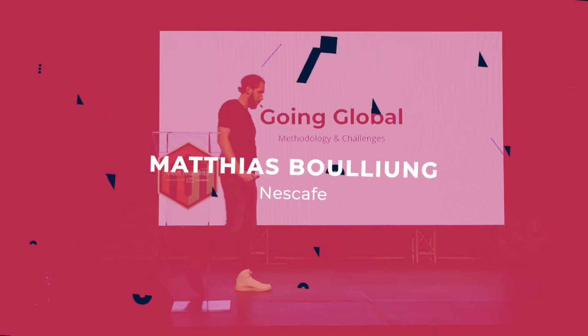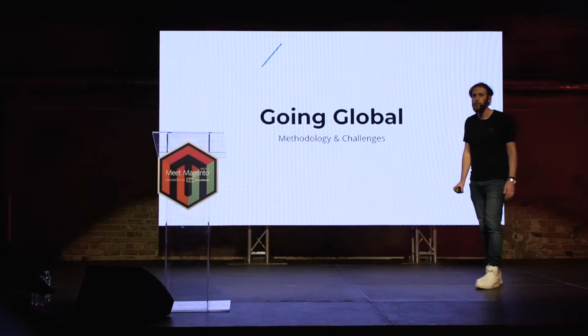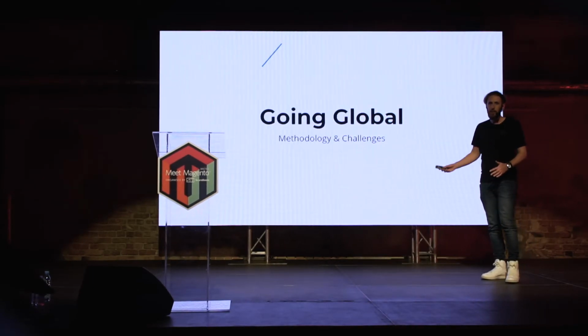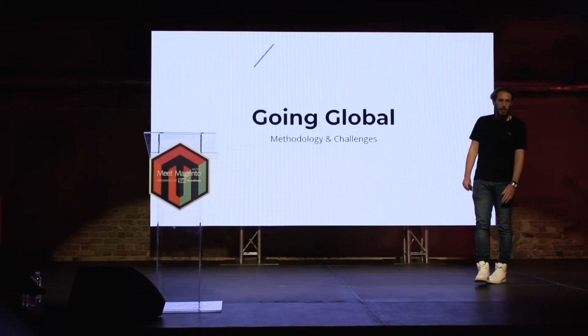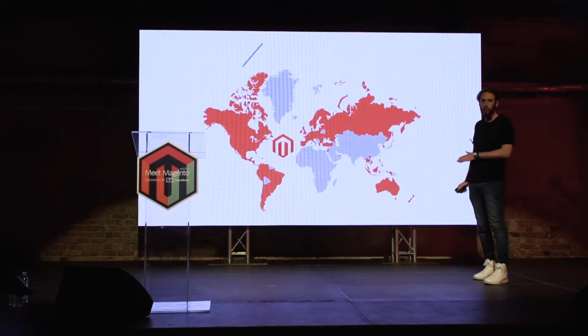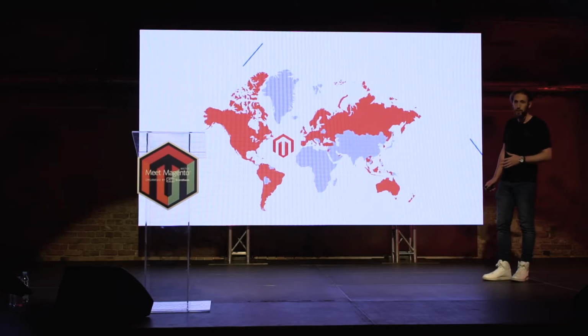So basically, I will speak today about the challenges and the methodology to go global. Dolce Gusto Online started in the United Kingdom, and progressively we rolled it out in many countries. Today Dolce Gusto is present with Magento in over 70 countries and in over 35 Magento instances.